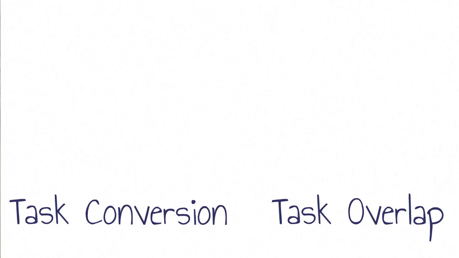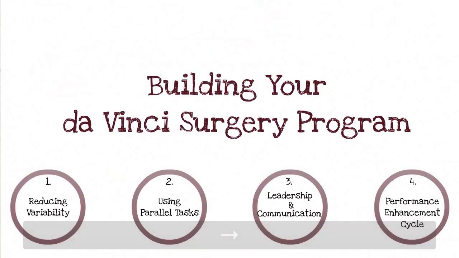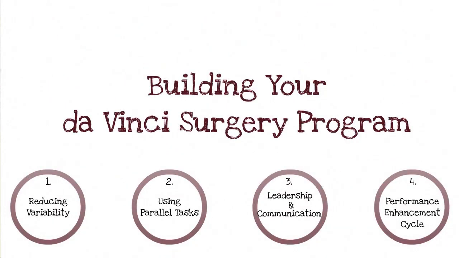So task conversion, task overlap. We want to do things traditionally done while the system is down and find ways to safely do them while the system is active. Task overlap, we want to assign different people different tasks. So two people should not be helping each other out unless it is critically necessary, and most of the time it's not. We want to have different people doing different tasks so we finish all of our tasks simultaneously. Okay, that's parallel tasks. We will be moving on to leadership and communication and performance enhancement cycle.